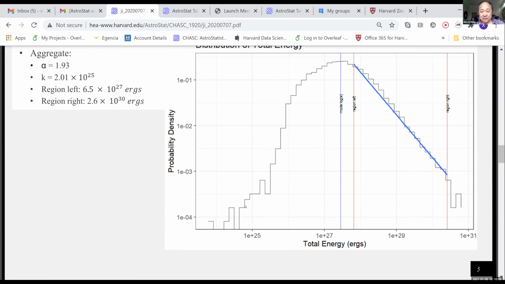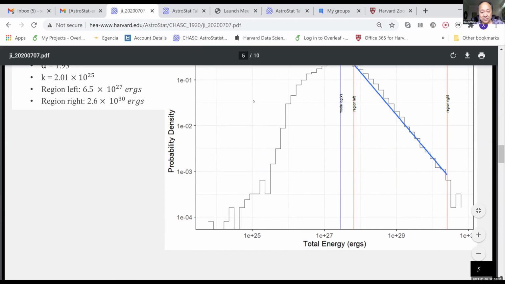Let me see if I can, you guys can see my screen here. There's one plot with this total NH plot. Can you see it? Okay. Let me see if I can move around.